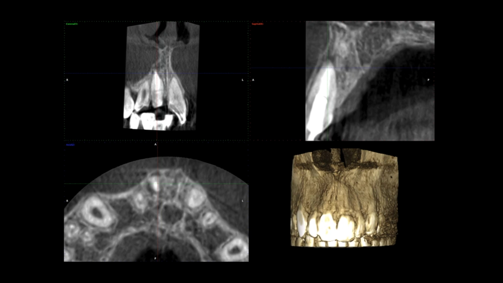Here is the small volume CBCT of the same tooth at the review appointment. You can see that there's good evidence of bony healing apically. The rendered view, which originally had a large hole in the cortical plate, shows excellent healing, and the cortical plate has reformed.